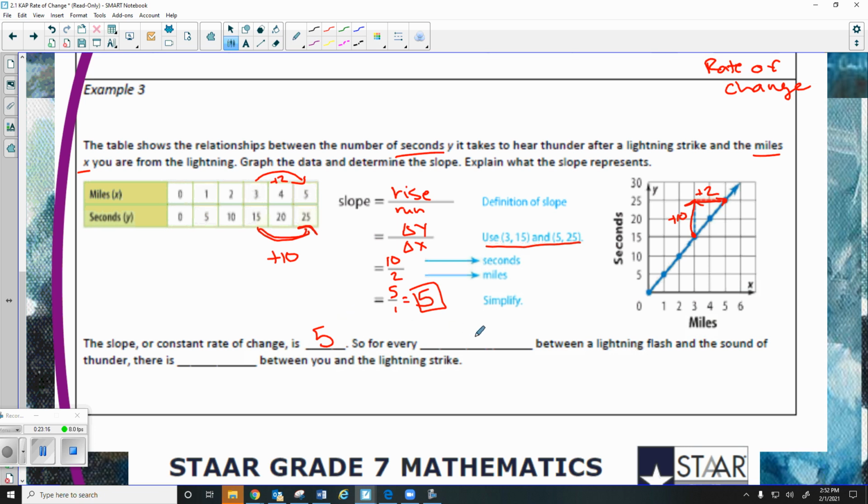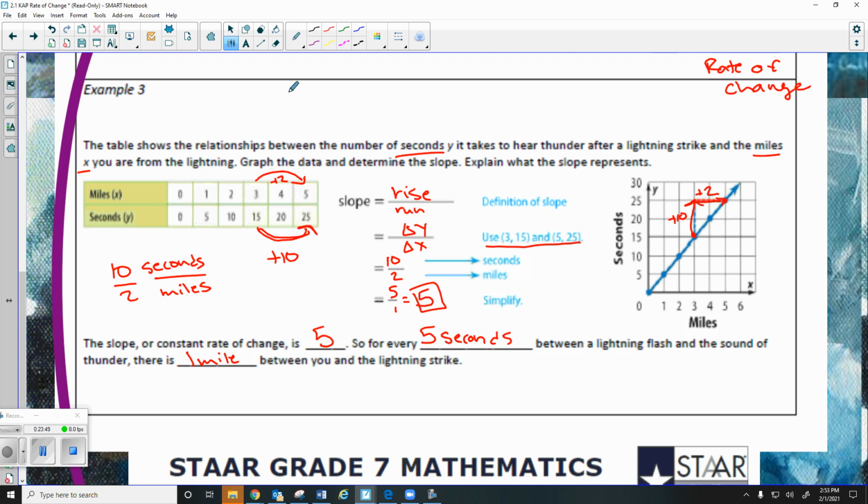So for every blank between a lightning flash and the sound of thunder, there is blank between you and the lightning strike. For every 5 seconds between a lightning flash and the sound of thunder, there is 1 mile between you and the strike of lightning. Okay, because if you think 10 over 2, 10 was talking about the change in seconds, and 2 was talking about the miles.